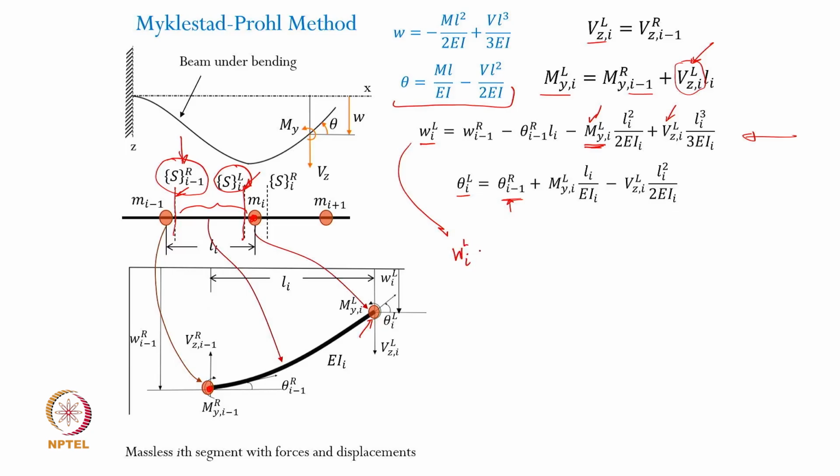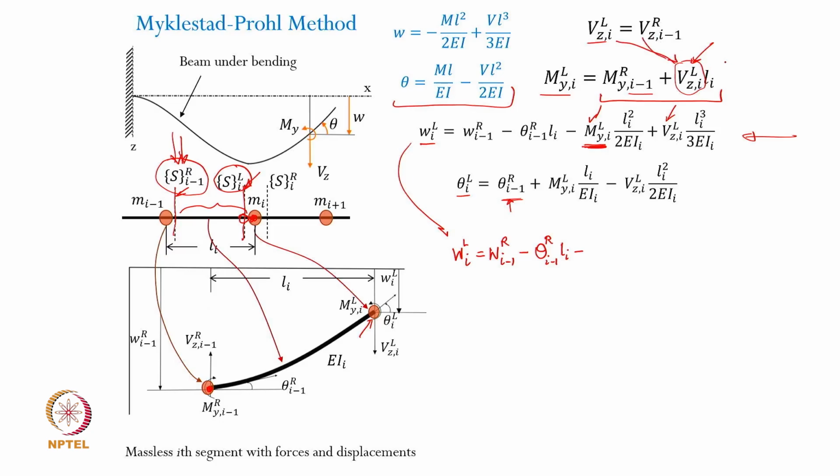W_i^L, which is the deflection at this point, is w_{i-1}^R. So this is fine because I am going to get now on the right side all the state variables corresponding to this state vector, S^R_{i-1}. This also is fine because this pertains to the right side of i minus 1. So this is okay. Now this moment will be replaced with this moment, and this one will be replaced with this.